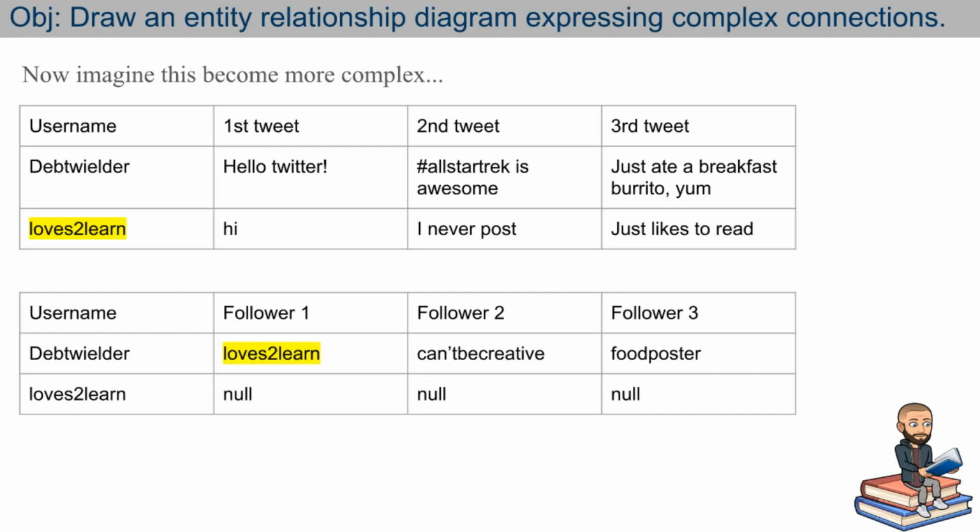Now let's start imagining some complexity here. Imagine that I have a table where elements of one part of the table are showing up in other parts of other tables. What would I title this one? Maybe this is the followers table.